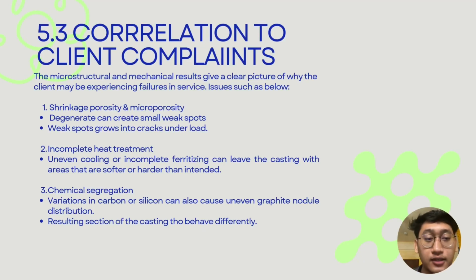Second, the incomplete heat treatment. If the heat treatment is not well controlled, uneven cooling or incomplete ferritizing can leave the casting with areas that are softer or harder. Lastly, the chemical segregation. Chemical segregation during solidification, particularly variations in carbon or silicon, can also cause uneven graphite nodule distribution, resulting in sections of the casting that behave differently under load.